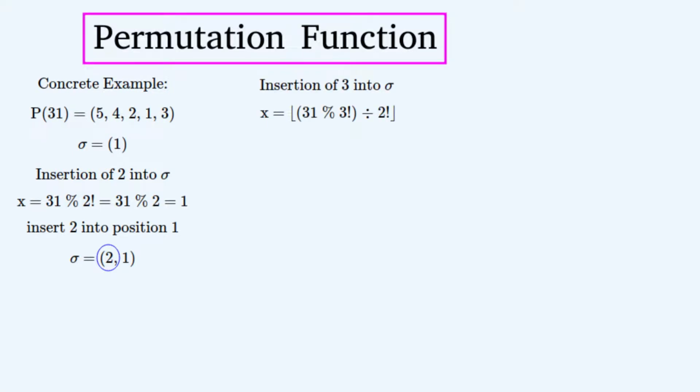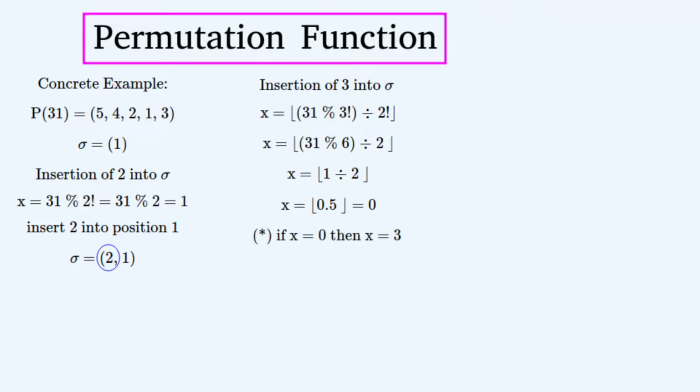Then we'll insert 3 into the list. This will be the formula to calculate where to insert it. So x will be 0, and there's no 0th position in the permutation. But if x is 0, then we'll set x to be equal to 3. So we'll insert it into the third position like this.